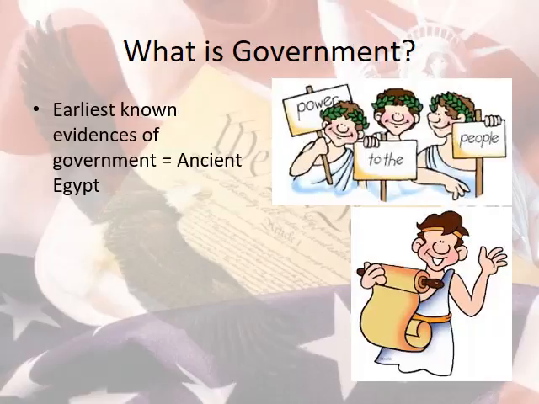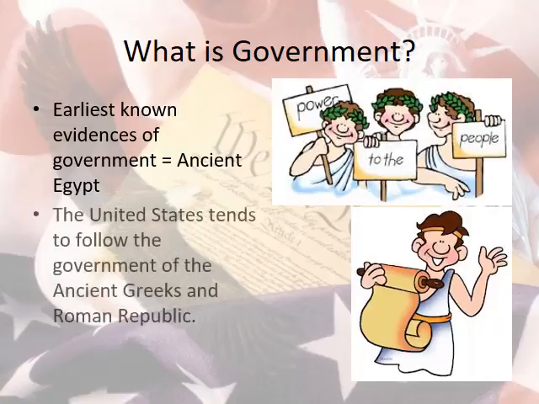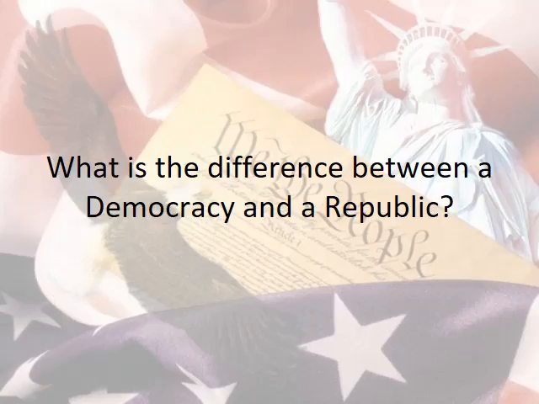All right, the earliest forms of government we see in ancient Egypt, which was ruled by divine right. The pharaohs were chosen supposedly by Ra, the sun god, to have authority over Egypt. However, in the United States, we tend to follow the ancient governments of Greece and Rome, which practiced democracy. All right, so the Greeks had a democracy and Rome had a republic.